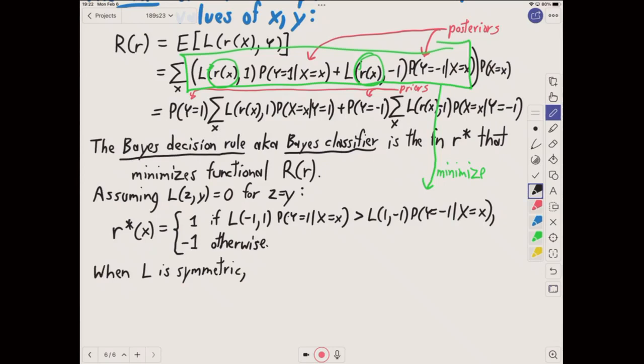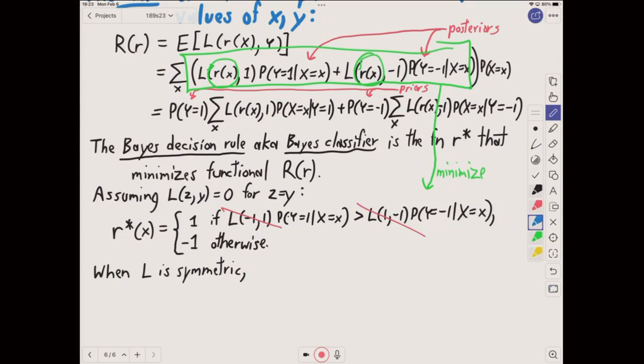what happens? Well, if the loss function is symmetric, then this and this, they're equal, okay? So if they're equal, then when you're looking at this comparison, you can ignore them both. You just cross them both out, and you haven't changed the result of the comparison. So when you have a symmetric loss function, you can write the Bayes decision rule in an even simpler form. All it does is compare two posterior probabilities and say which one's bigger. I'm going to pick the one that's bigger.